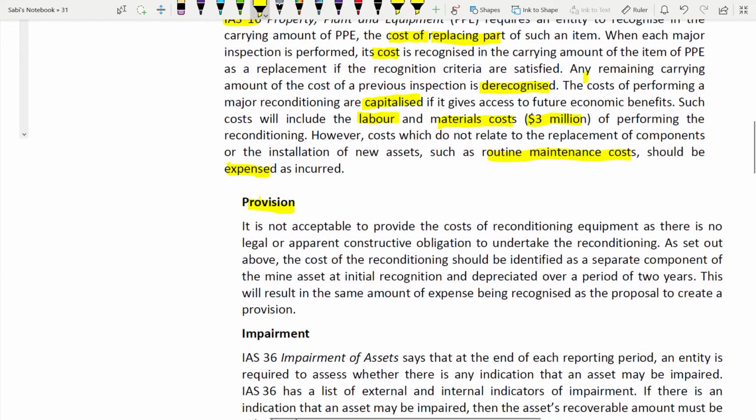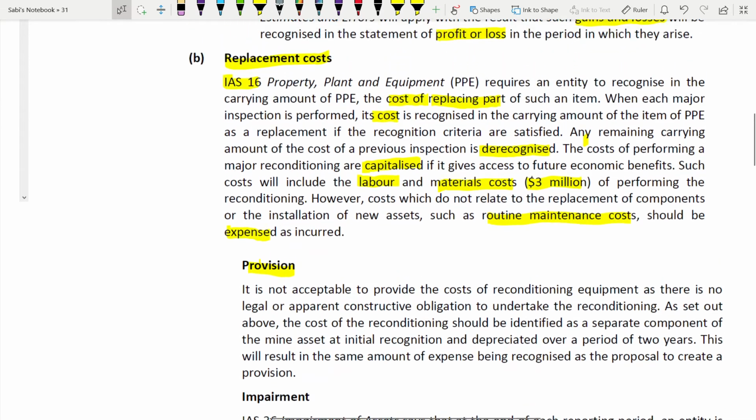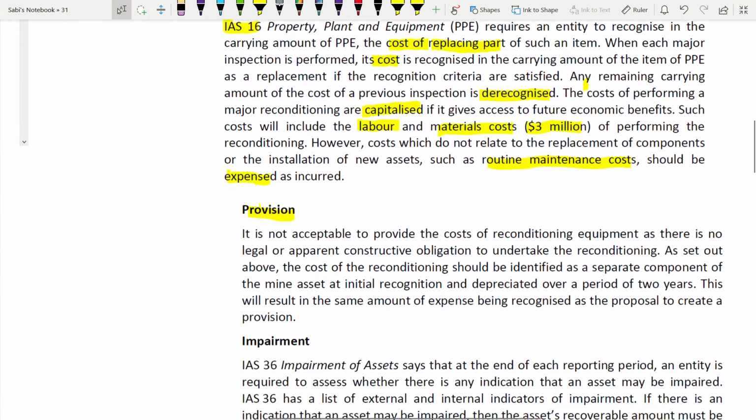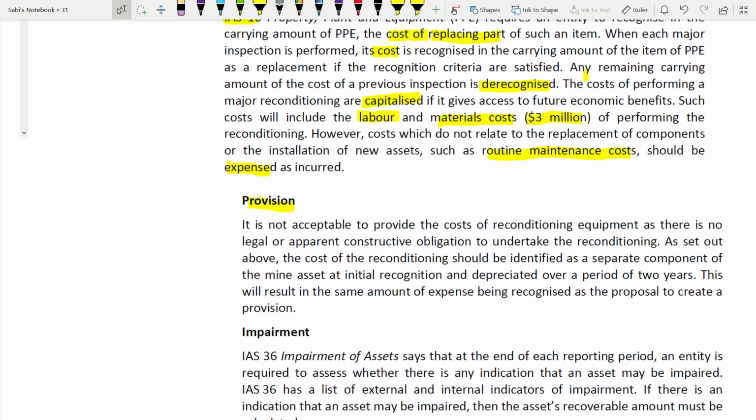Now let us go to the provision. But you need to first write this replacement cost part. Replacement cost comes under IAS 16, whether you can capitalize it, whether you expense it, or partially capitalize and partially expense, you have to write it in this paragraph. That's what is written here, IAS 16. Now we are talking about provision. You don't immediately start talking about provision.